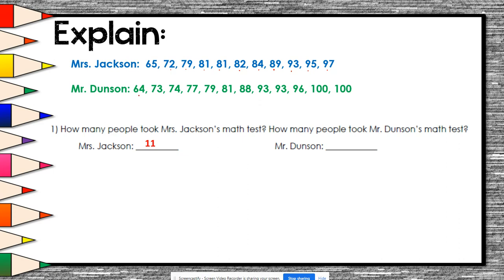For Mr. Dunson, we can see that there's 1, 2, 3, 4, 5, 6, 7, 8, 9, 10, 11, 12 test scores. So that means that 12 people took Mr. Dunson's test.